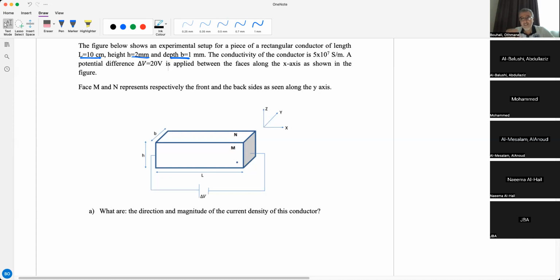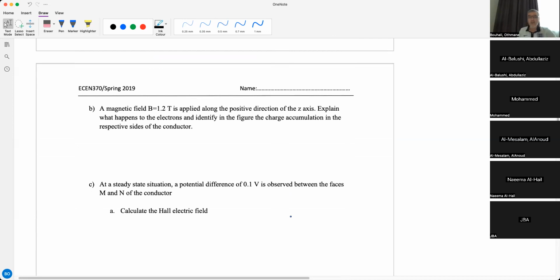Again, here we know that it's a Hall effect, but I still did not talk about the magnetic field. Some students, in the exam, I remember they started using the magnetic field. I did not talk about the magnetic field here. So here, what are the direction and magnitude of the current density of this conductor? Then question B: a magnetic field is applied along the positive direction of the z-axis. Explain what happens to the electrons and identify in the figure the charge accumulation in the respective sides of the conductor.